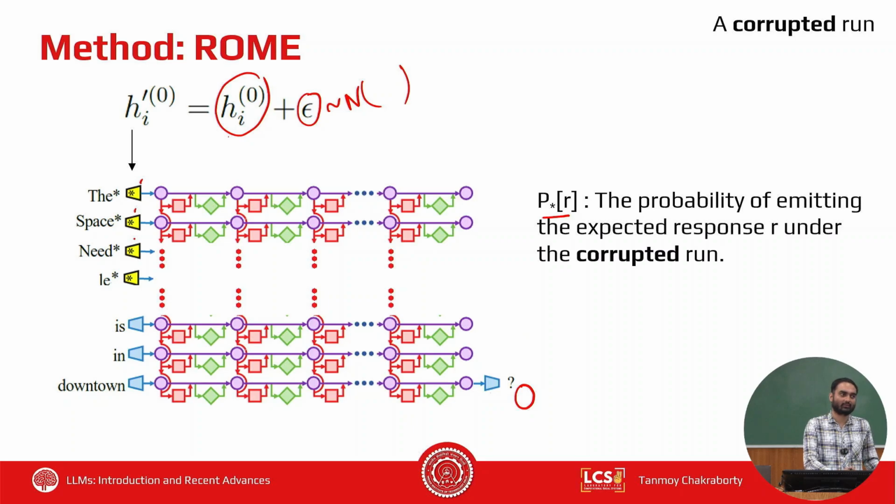Now when they corrupt this network, they only corrupt the subject of the input. What is the subject? The space station is located in downtown Seattle. The subject is the space station. They only corrupted the subject. You see, the other embeddings are not corrupted. Only these tokens are corrupted: the space, needle, which is essentially a splitting, tokenization. Only the subject is corrupted, not the other parts. Now, why is the subject corrupted? I'll tell you why later. But the output that you obtain from this corrupted run is P*.